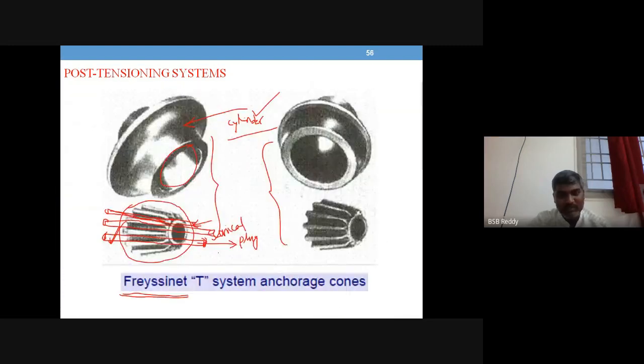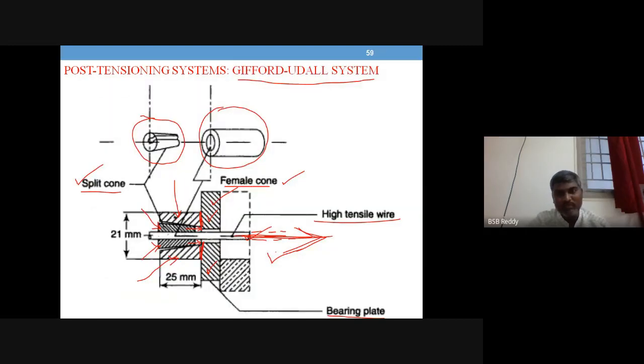Whereas in the Freyssinet system, you have many wires to be housed, and the tensioning happens simultaneously, right? So this is how the two different systems work. Anyhow, we'll talk about the rest of the systems in the next session.